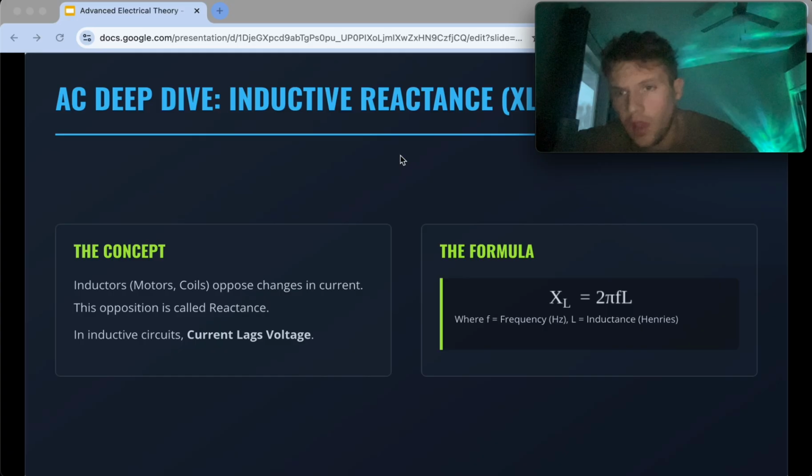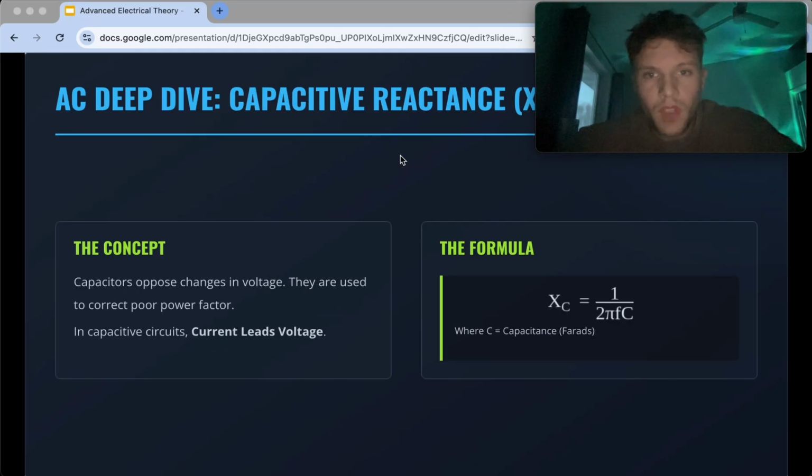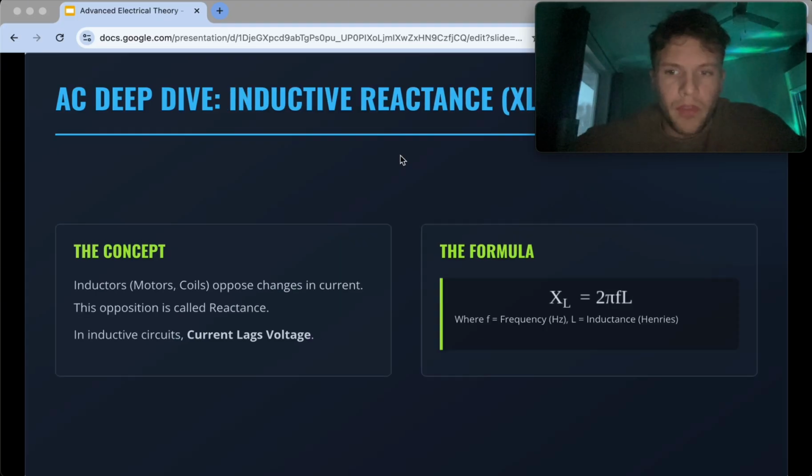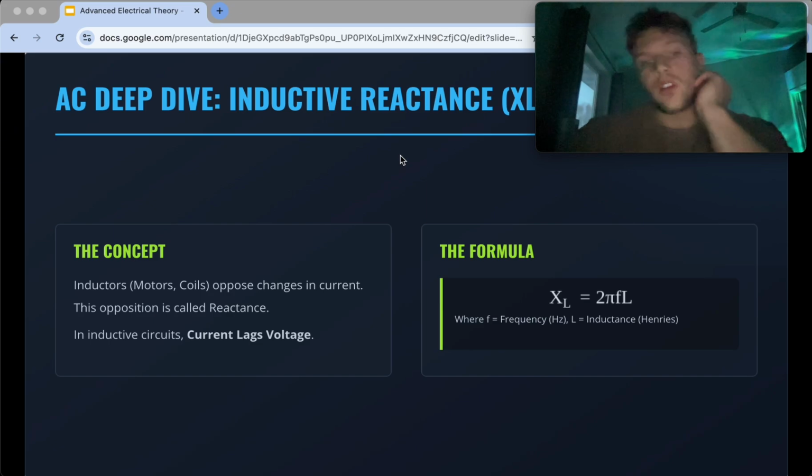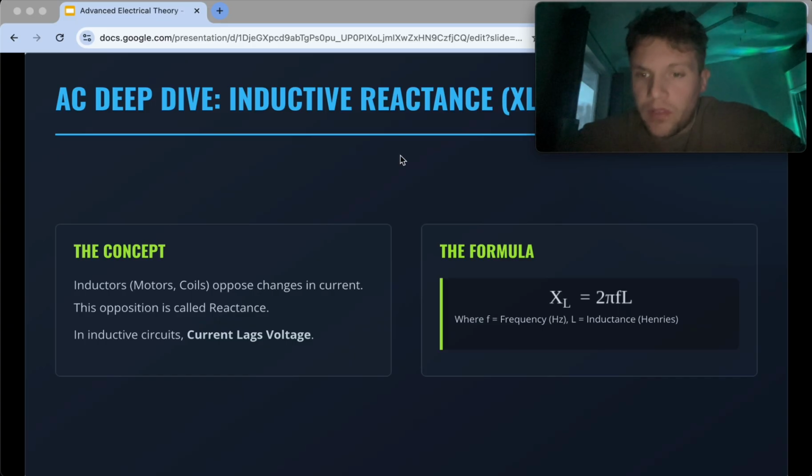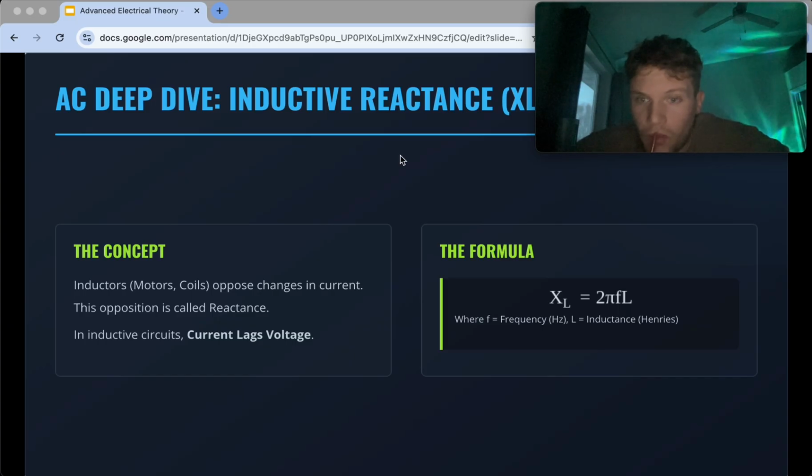Inductive reactance, capacitive reactance as well. These two concepts, the inductive reactance is mostly going to be important in motors and coils. This opposes changes in current. This opposition is called reactance, right? So the inductive circuit's current lags voltage, which is important. So in our calculations, we're going to have a couple formulas here that we can use for inductive reactance. 2 pi times the frequency times L, which is inductance in henries, right?